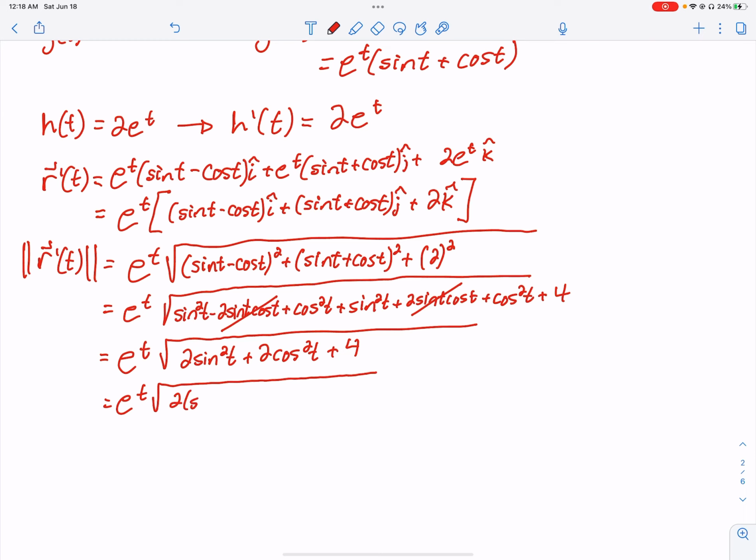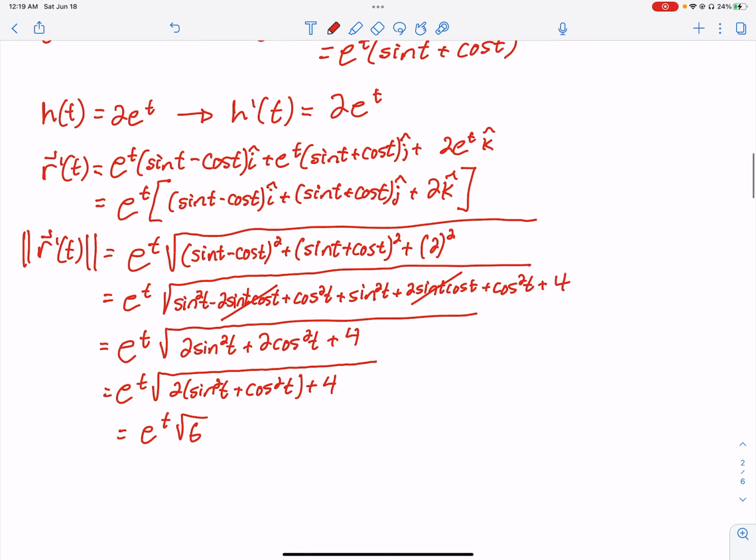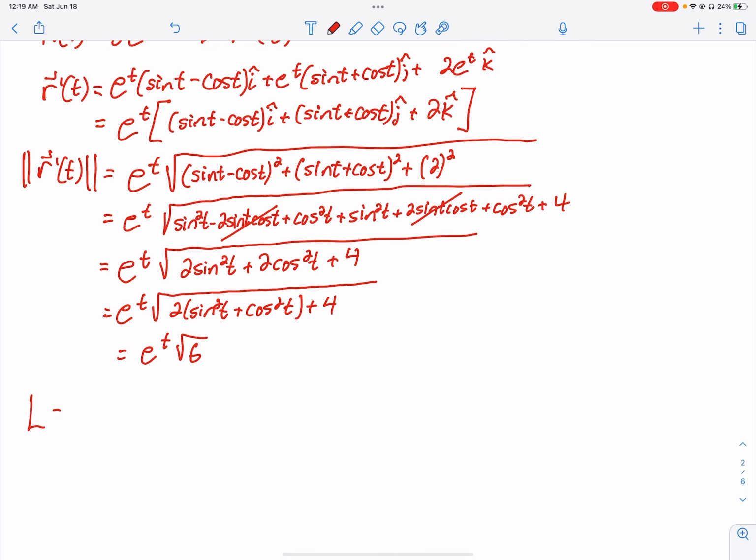All right, 2, and then sine squared t plus cosine squared t plus 4. Then we get e to the t. That's going to be a 1, so we get the square root of 6. All right, so that was just the magnitude. That's where most of that work will come in for these problems. We want the arc length from 0 to 2 pi of r prime magnitude dt.